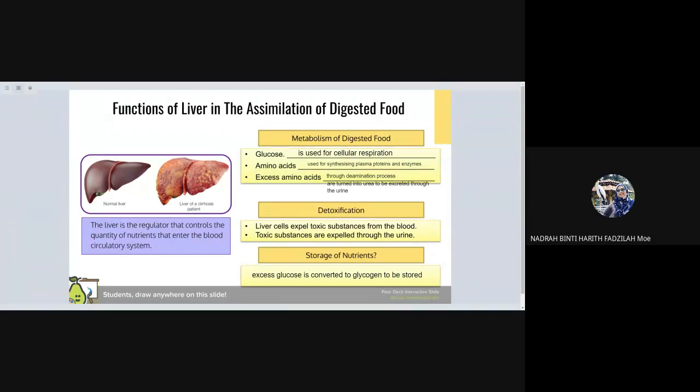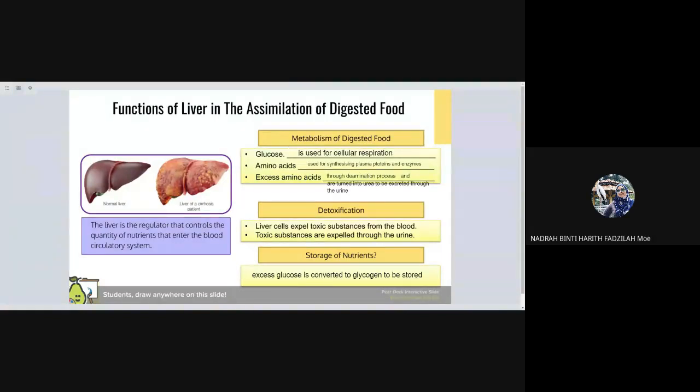So the last function of liver is detoxification, where several toxic substances such as alcohol and certain types of drugs will be identified and expelled through urine. So liver akan filter all of these toxic substances. Kemudian these toxic substances will be transported to the kidney for excretion through urine. So nanti perbincangan mengenai apa yang berlaku selepas detoxification, we will talk more on this during urine formation. Chapter berapa saya tak ingat, dalam homeostasis lah.